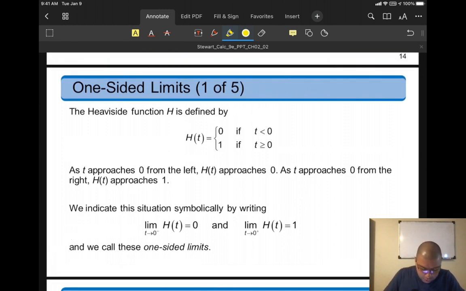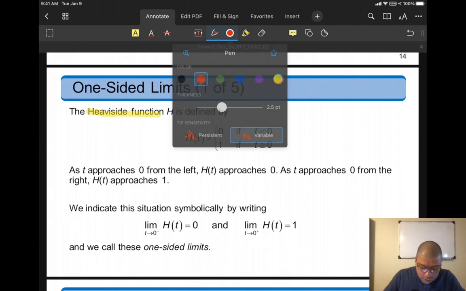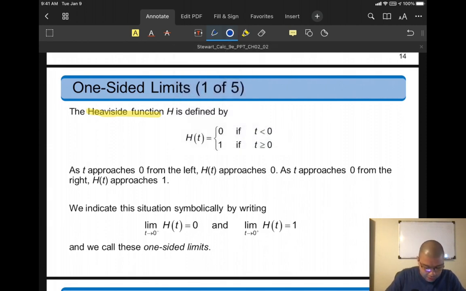So let's talk about this function here. This is called the Heaviside function. In high school, many people call this a step function. I don't like this notation, but I write it in case you need a familiar term to remind you of this. This is the Heaviside function. Heaviside is the name of the guy that talked about these first.